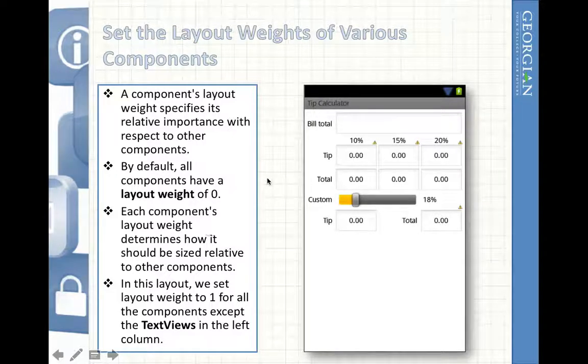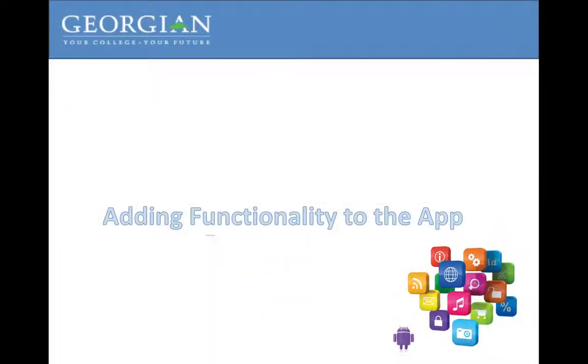Okay, set the layout weights of various components. Here we go. By default, all the components have a layout weight of 0. Each component's layout weight determines how it should be sized relative to other components. In this layout, we set layout weight to 1 for all the components except the text views in the left column.